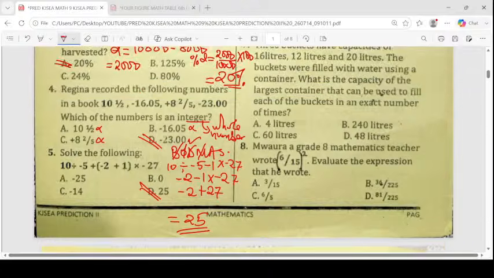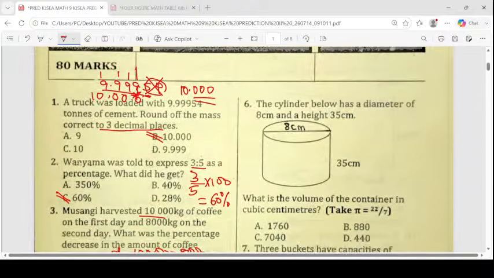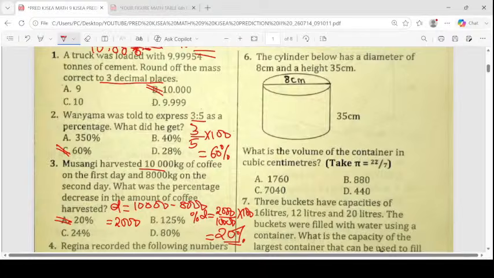Let us look at question number 6. We are told the cylinder below has a diameter of 8 centimeters and a height of 35 centimeters. What is the volume of the container in cubic centimeters, taking pi to be 22/7? What we know here is that volume is given by pi r squared h. That is the formula for calculating volume.